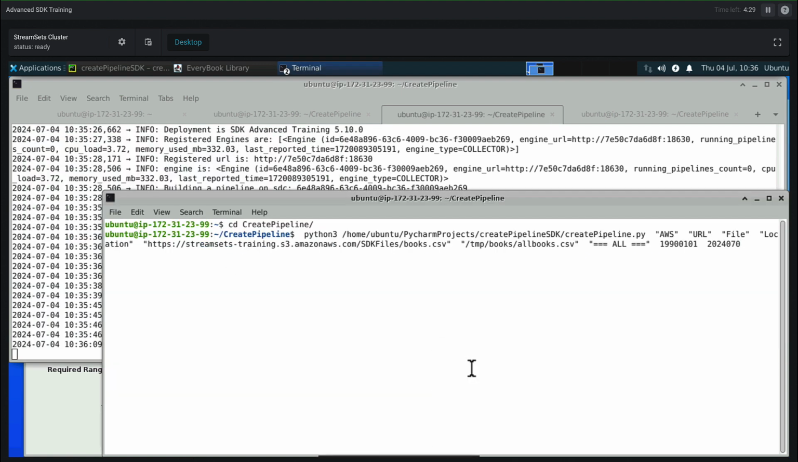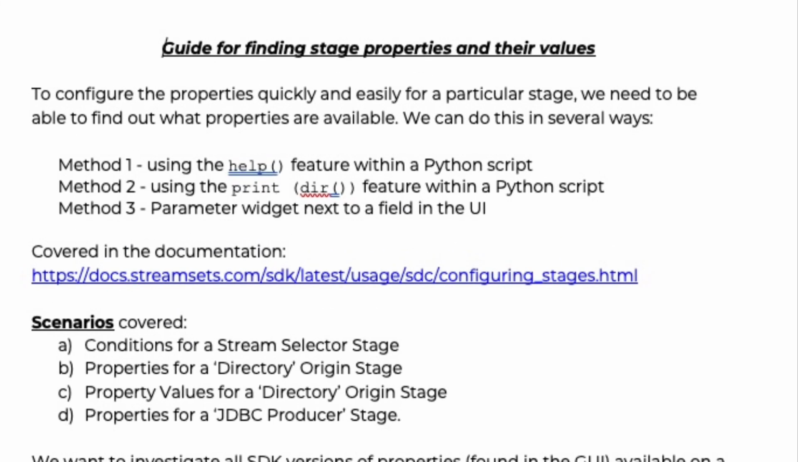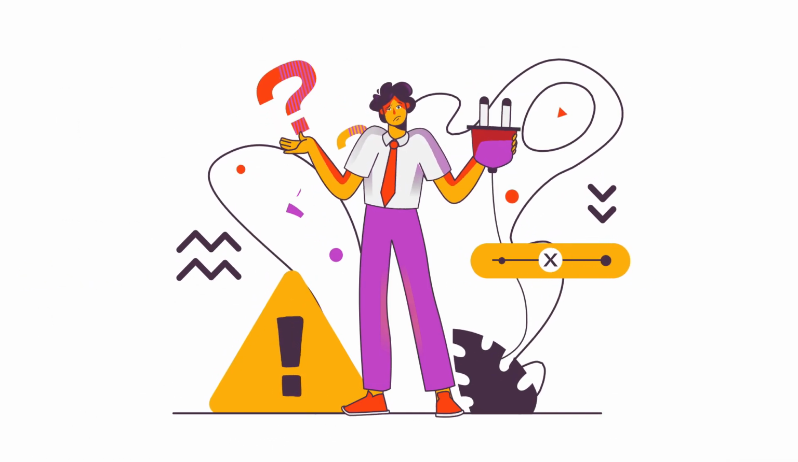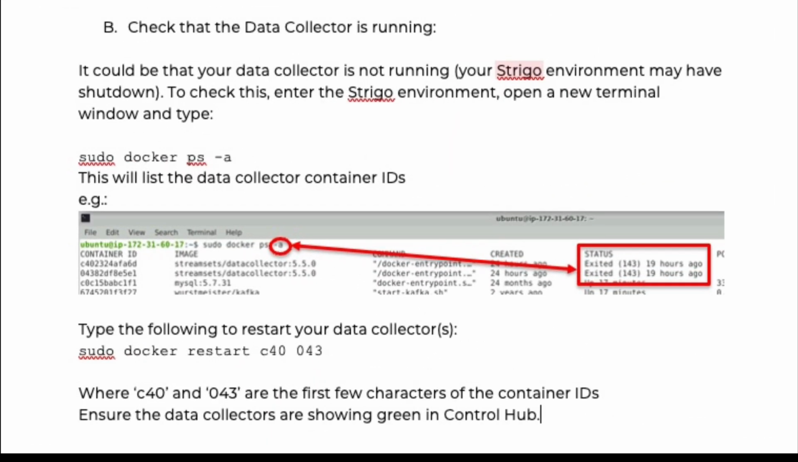While attempting to create the code for each of these tasks, you will be required to investigate the names of properties and the values that these properties can take related to a specific stage. There is a guide to help you work out what the names of these properties are and the values these properties can take. There's also a guide for troubleshooting. For example, if your data collector is not running, this can make your script hang. In this case, you can check the log and check the data collector is running.